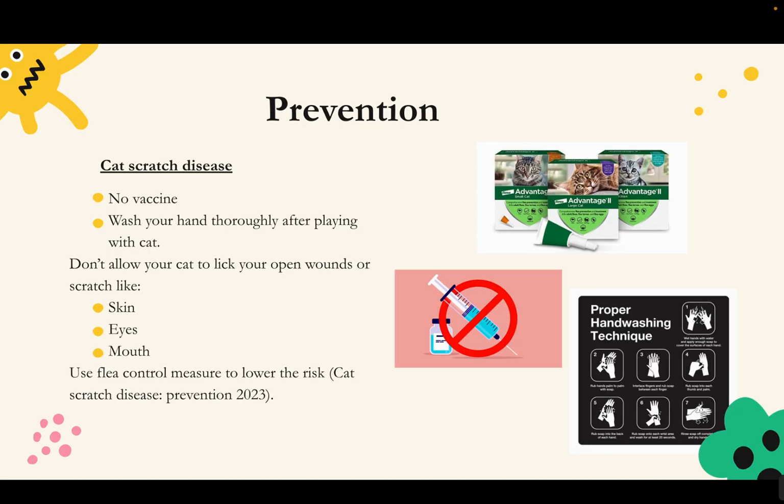Prevention of cat scratch disease. Research has not found a vaccine for cat scratch disease. What you can do is wash your hands thoroughly after playing with cats, and do not allow your cat to lick your open wounds or scratch your skin, eyes, or mouth. Use flea control measures to lower the risk.